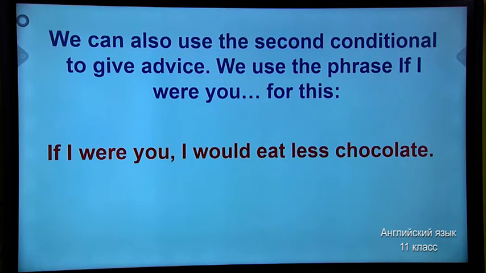And we can use second conditional to give advice. We use the phrase if I were you for this one. If I were you, I would eat less chocolate. It is also an impossible sentence. I cannot be you and I cannot eat less chocolate for you. It is like advice. It means don't eat much chocolate.